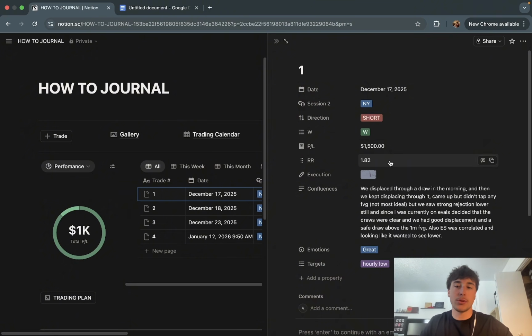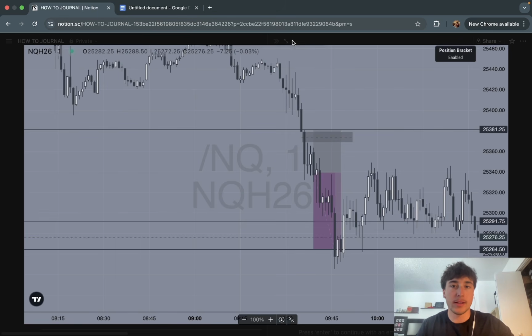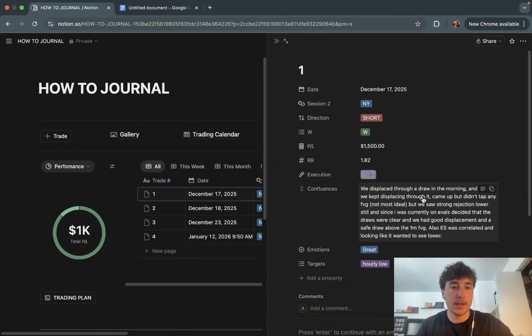And this is important to know, risk to reward, because if you have a 50% win rate, this can still be profitable if you have a 1 to 3 RR or whatever it is, and vice versa. If you have a 90% win rate but under 1 RR, it can still be profitable as well. And then the execution of the trade, I'll go over all these trades in a little bit. And then the confluences.